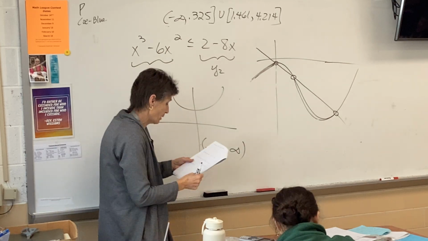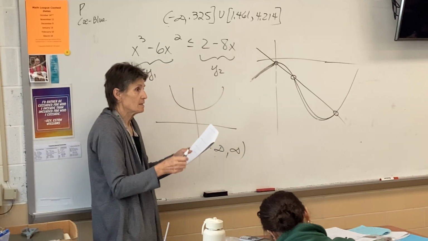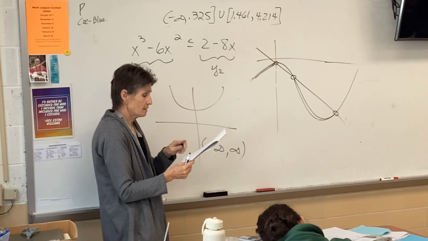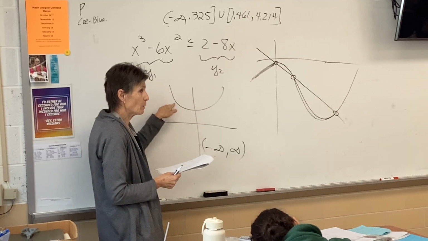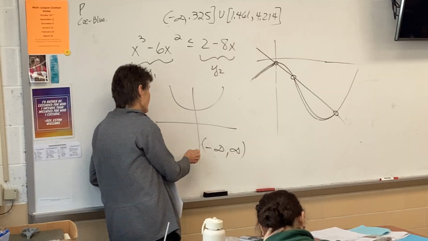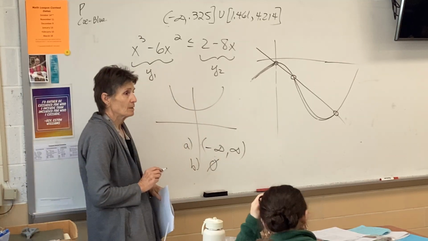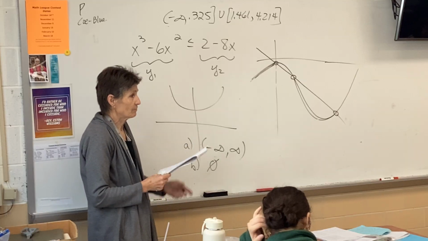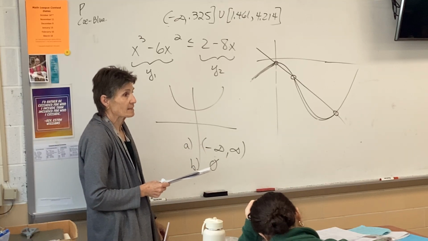How about the second one? Well, you don't even need to graph it. The second one is the same equation. If that's what it looks like, where is it negative? Nowhere. So this is the answer to A, and the answer to B is nowhere. It's never negative. It's never below the x-axis.